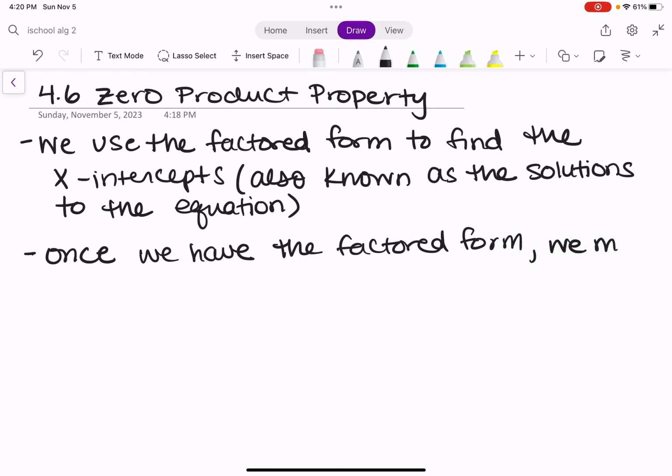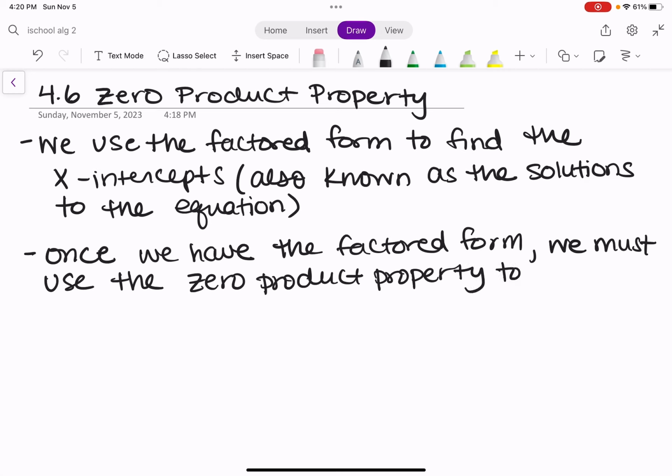Once we have the factored form, we must use the zero product property to solve, okay? So this all depends on the factored form. Your first step always in finding the x-intercepts or solving the equation is you first have to factor it, right? We've now learned many different ways. You've learned taking the GCF, you've learned sum product, you've learned grouping, AC method. There's lots of different methods, okay? And so once we have the factored form, we use the zero product property.